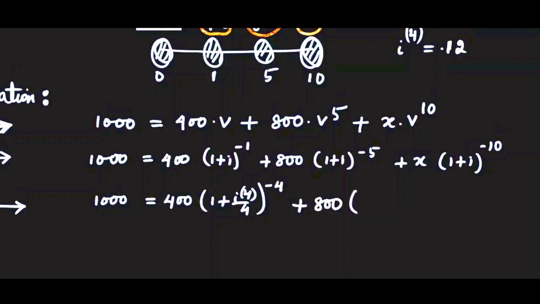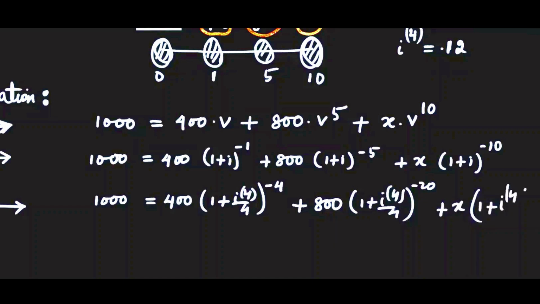This will be (1 plus i4 by 4) power 4, here 5 minus 20. If you are not comfortable this way, then you can find i from here. Not a problem. i4 by 4 power 4 minus 40, that is 1000. You put i4 is 12 here and solve this equation. That's all.